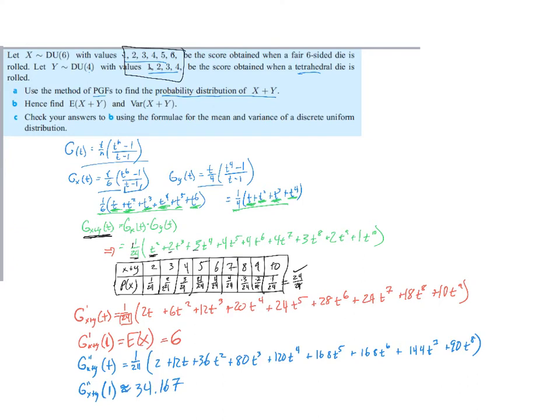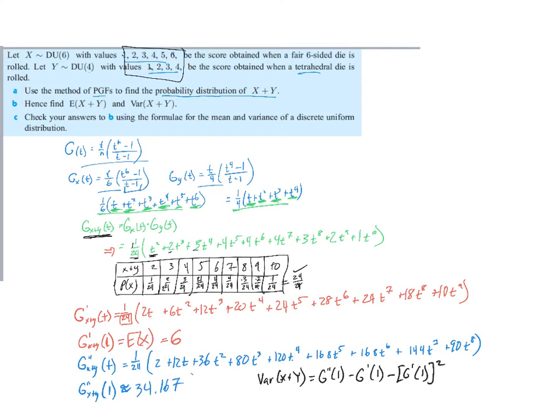All right, now we can get our final variance here, because the variance of x plus y is equal to, remember our formula from last time, g double prime of 1 minus g prime of 1 minus g prime of 1 squared. Go ahead, put those numbers in.